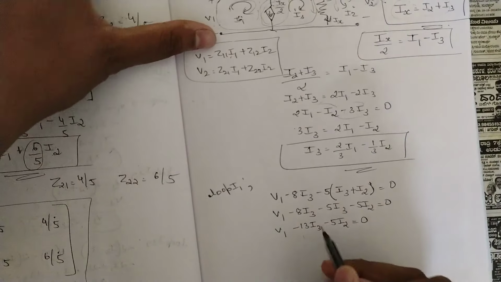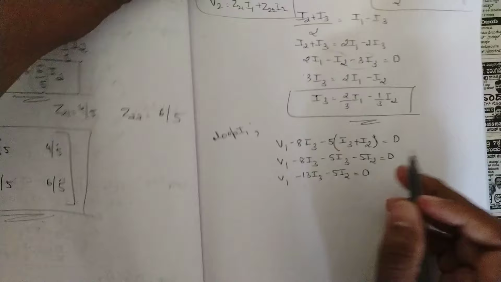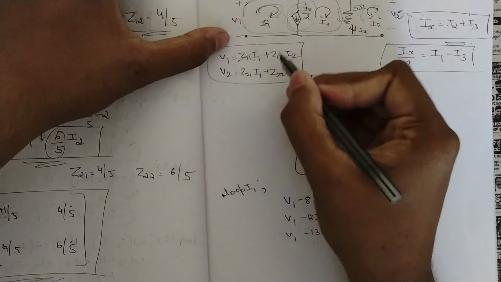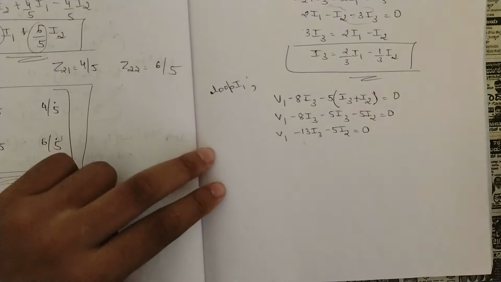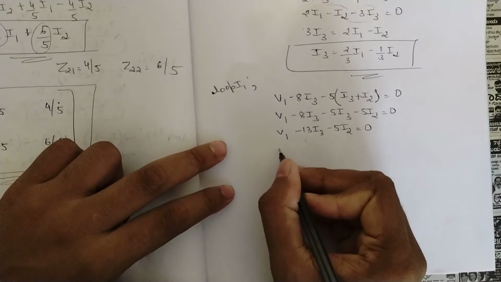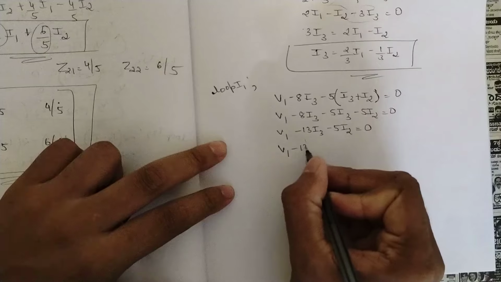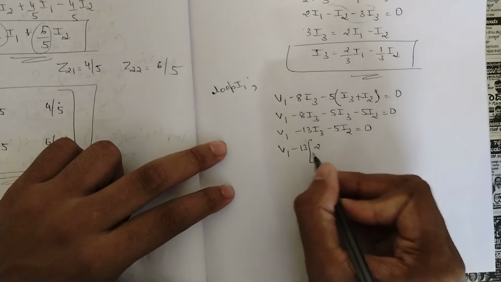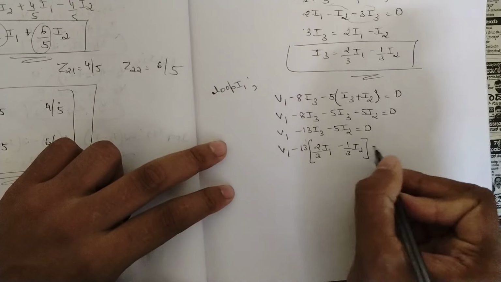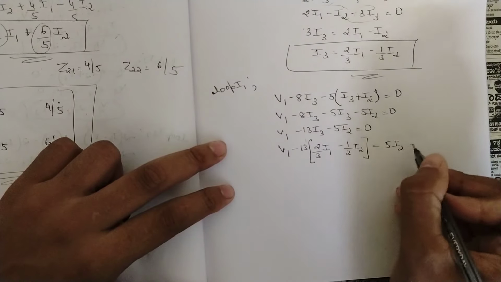Now we have the I3 term that we should be substituting here, so that we would be getting V1 in terms of I1 and I2 only. Okay, so that we would be getting these two coefficients here. So like this, we should be solving now. Continue. V1 minus 13 into I3, which is 2 by 3 I1 minus 1 by 3 I2, minus 5I2 equal to 0.